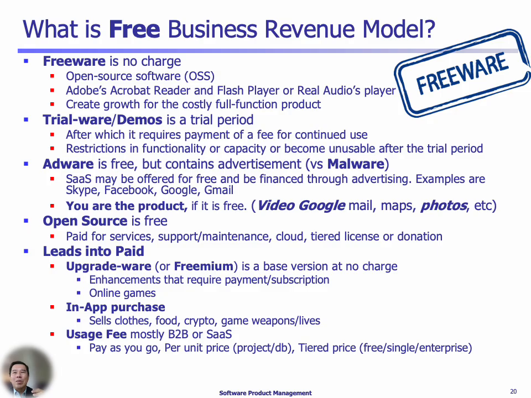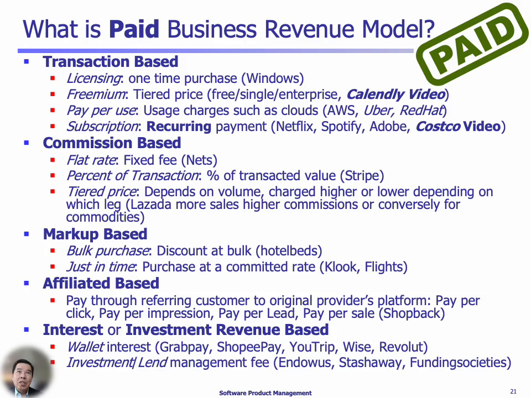So remember, there is always an objective behind, and you need to understand if you are the software, you can take advantage of this, or you can be taken advantage of. Paid version can be transaction-based, commission-based, markup, affiliate, or even interest investment-based paid. So transaction can be one-time license, can be free and then tiered price, can be pay as you use them, or subscription recurring type like Adobe Photoshop and so on.